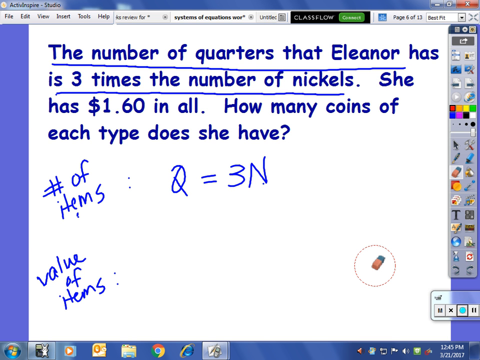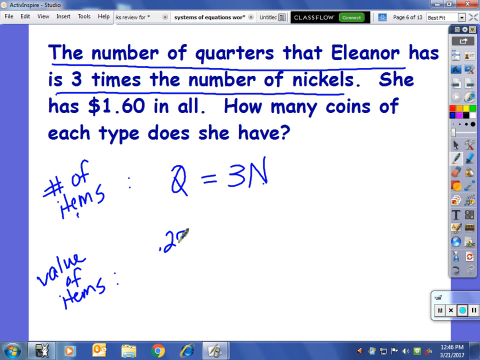Now here comes the tricky part. She has $1.60 in all, made up of quarters and nickels. And this is the thing that kids do wrong all the time on this. Q plus N equals $1.60. And that is not right. It's 25 cents times every quarter plus 5 cents times every nickel equals $1.60. It's not just Q plus N equals $1.60.